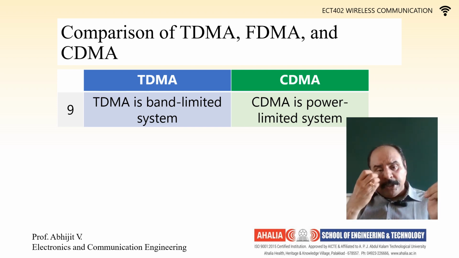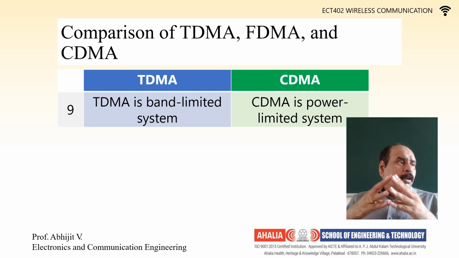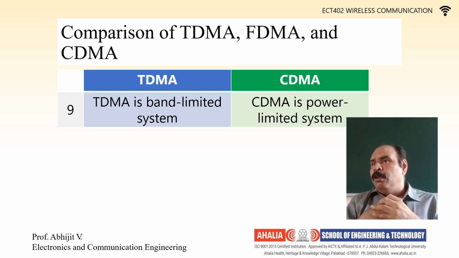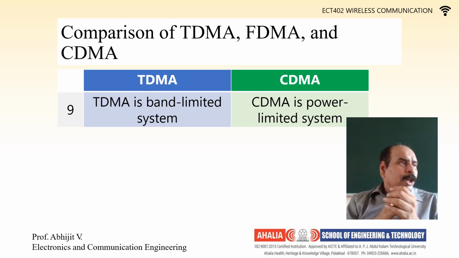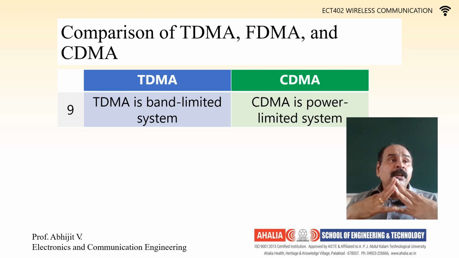TDMA is a band limited system, whereas CDMA is a power limited system. When it comes to TDMA and FDMA, we concentrate on exploiting the entire frequency band that is available. But for CDMA, we are more worried about the power constraints.